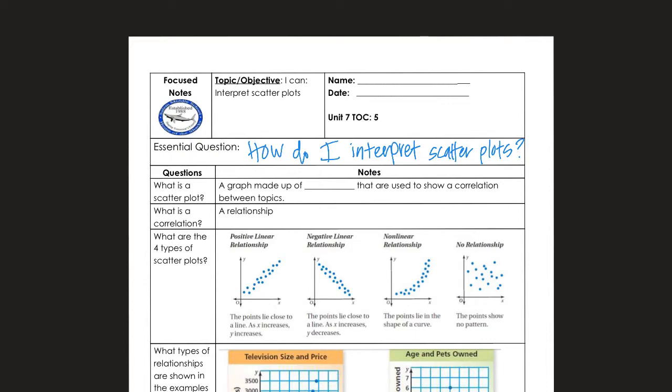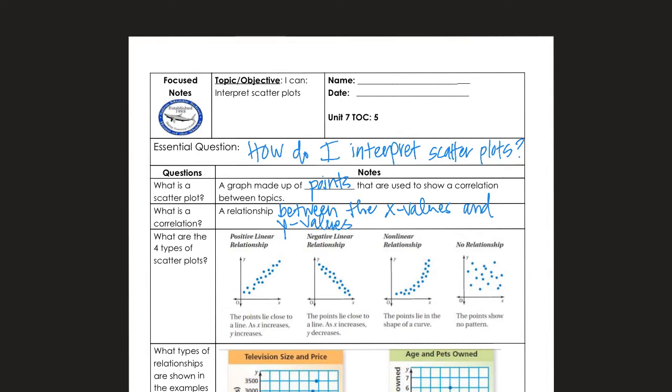So let's talk about what a scatter plot is. It's a graph that's made up of points that are used to show a correlation between the topics. So you're probably wondering what a correlation is, and that's when it has a relationship between the x values and the y values. So the two topics that we're talking about.